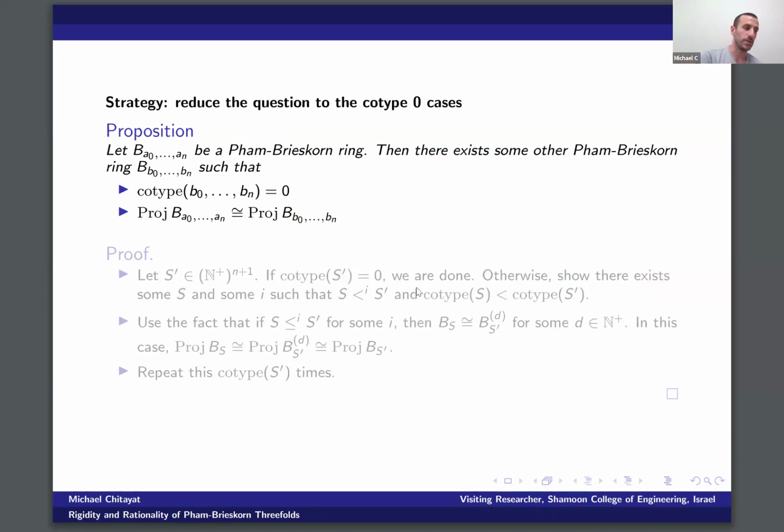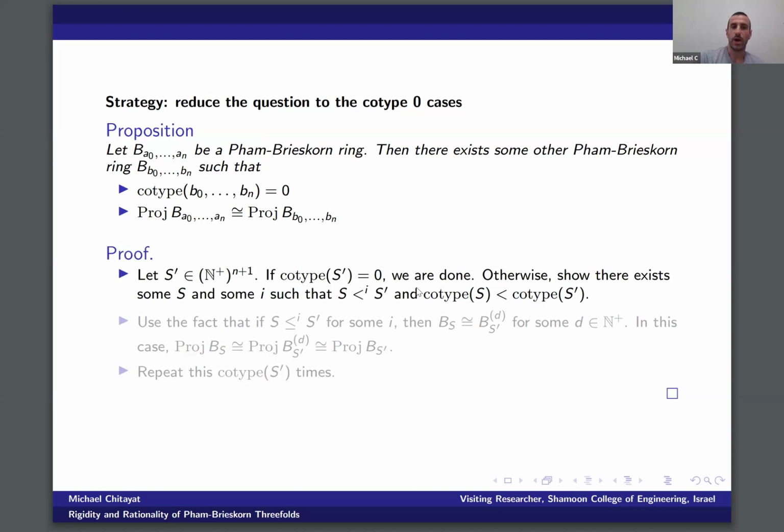And again, we will reduce to the cotype 0 cases. This is true actually in any dimension. Let B be a Pham-Brieskorn ring, and there exists some other Pham-Brieskorn ring such that the cotype of the second one is 0, and the Proj of those two rings are isomorphic. So here's the sketch of the proof. Let S prime be an (n+1)-tuple. If the cotype is 0, we're done. Otherwise, we show that there exists some other tuple S and some index i such that S is less than S prime, and the cotype of S is less than the cotype of S prime.